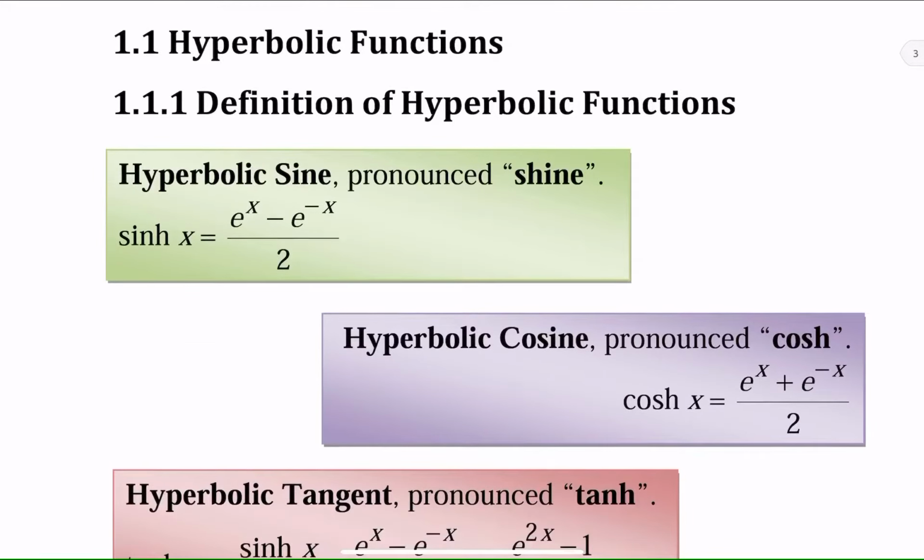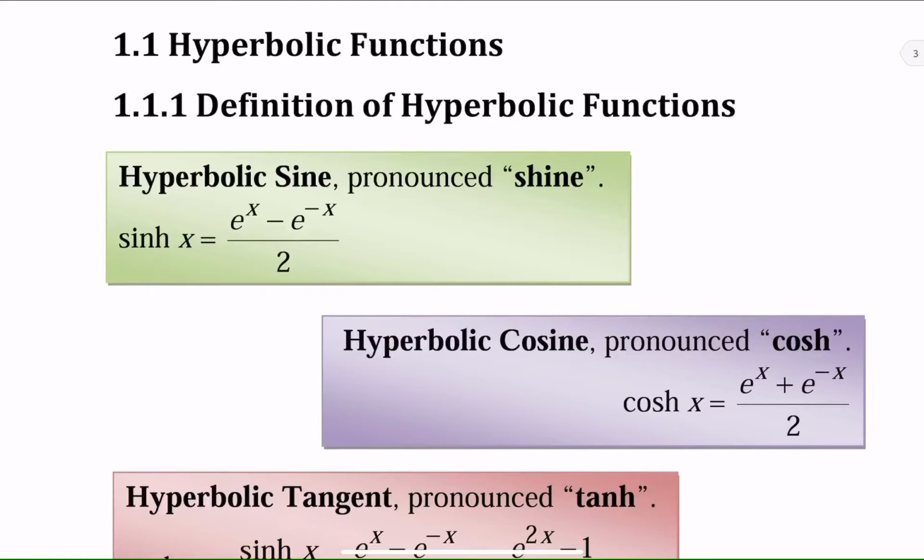Now let's look at the hyperbolic function. Here we have the definition of the hyperbolic function. Hyperbolic sine is pronounced as shine. So sinh x is equal to e^x minus e^(-x) over 2. This is the definition. When we say definition, it means that we need to look at it with the exponent form.